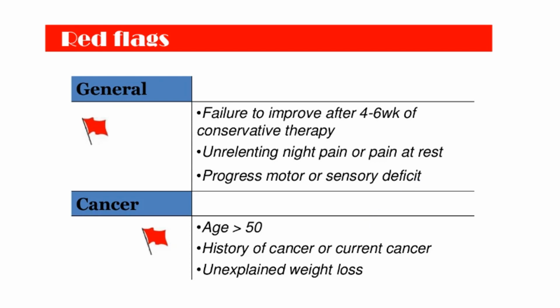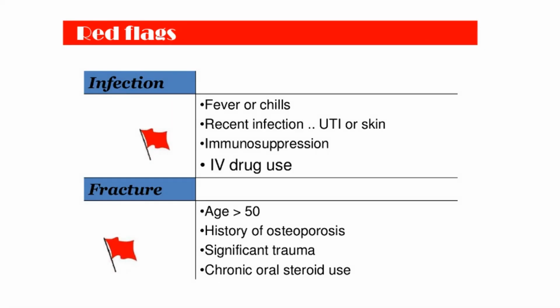So suspect carcinoma, as I told, is more than 50 years, and there's any history of cancer in any other organ, unexplained weight loss, or loss of appetite. Any fever and the recent infection like UTI or immunosuppression, patient is on immunosuppression drug, you suspect infection, and that's also a red flag sign.